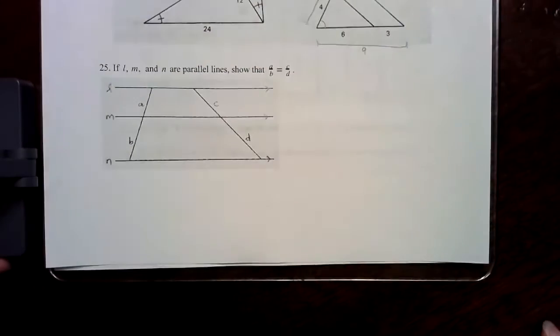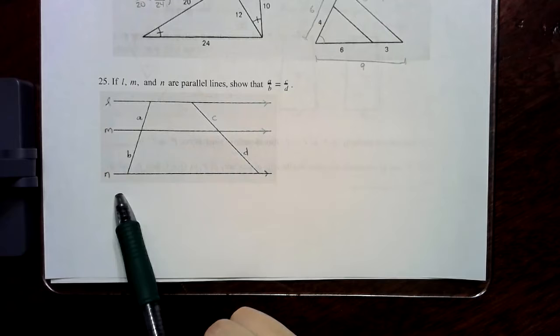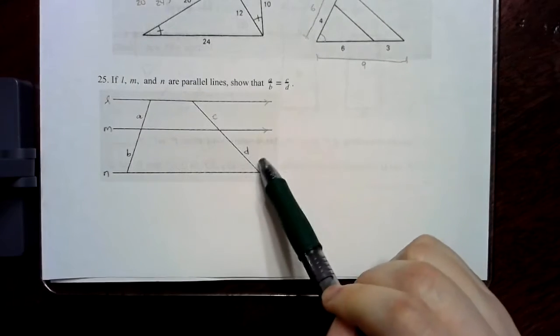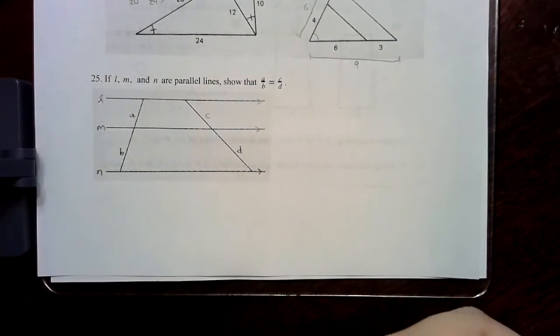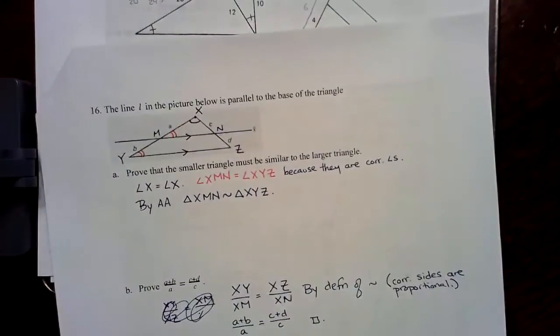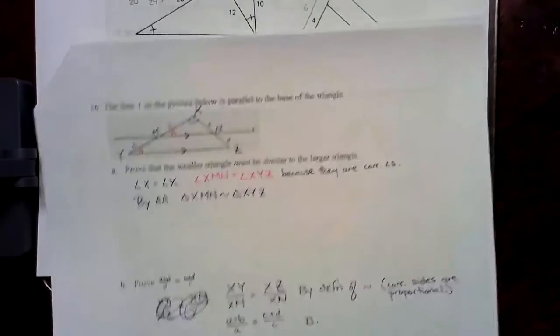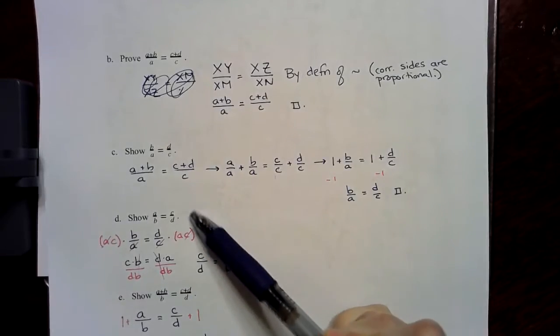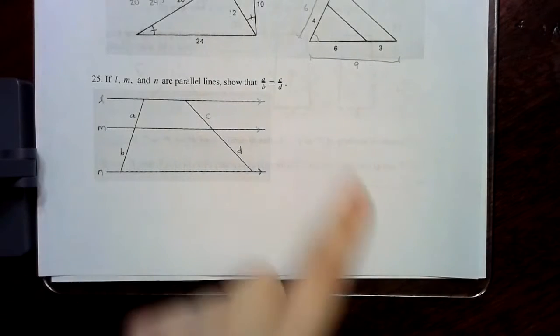All right, in number 25, we're being asked to show that, assuming that these 3 lines are parallel, A divided by B is the same as C divided by D. If you'll recall from the previous section, 8.2, in number 16, we proved that if a triangle is cut by a parallel line, then A over B equals C over D. I'm going to use that fact when proving this for this trapezoid.